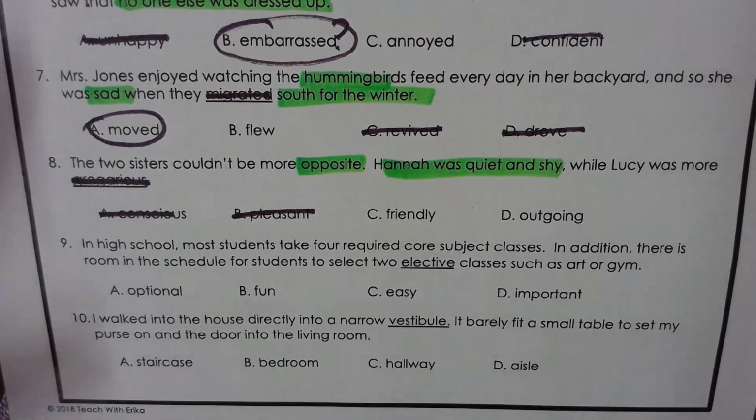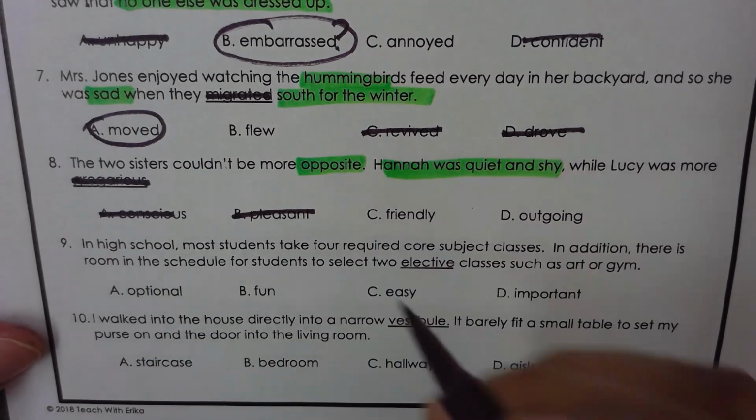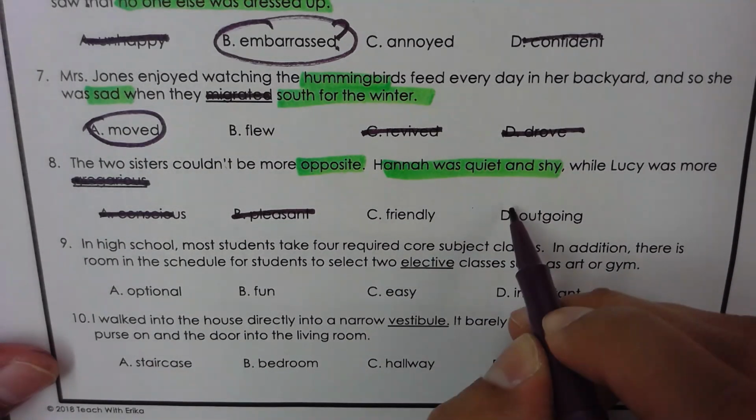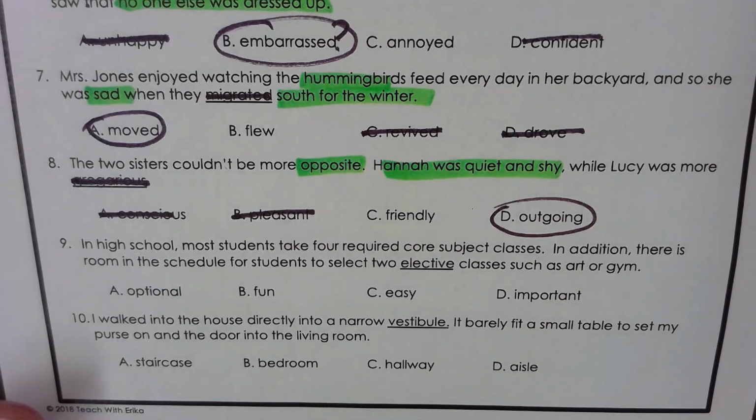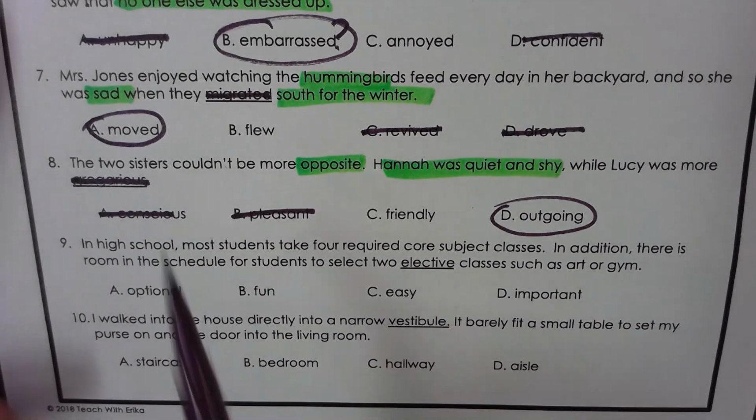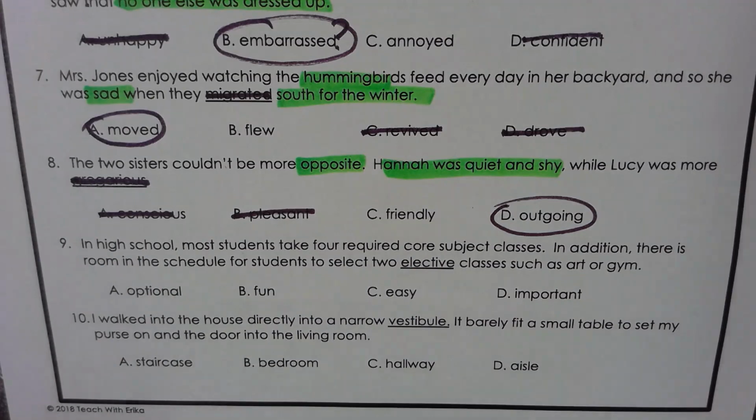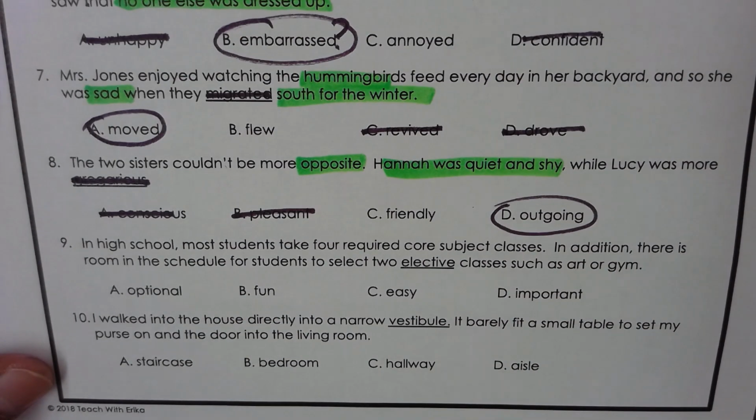Out of these two, which one is the more vibrant personality? Someone who's friendly or outgoing? If we're looking for the opposite of quiet, it's going to be outgoing. Let's plug it in to double check. The two sisters could not be more opposite. Hannah was quiet and shy, while Lucy was more outgoing. It fits the opposite of quiet and shy, so good job.